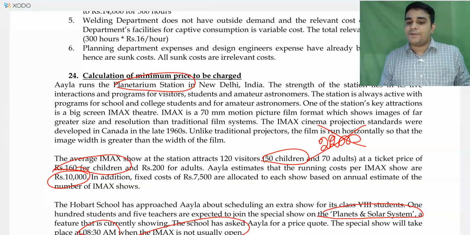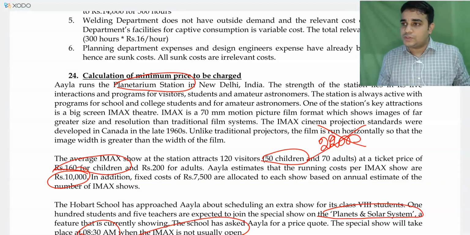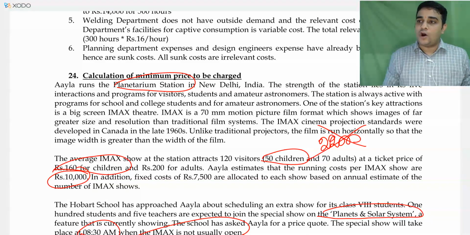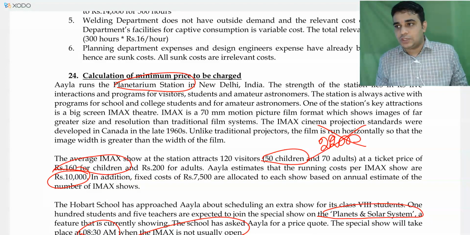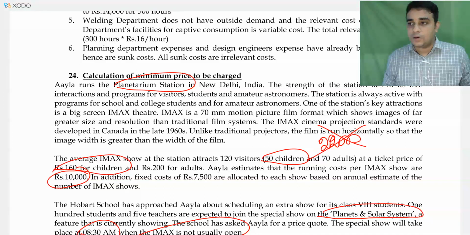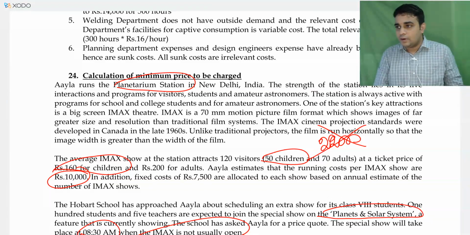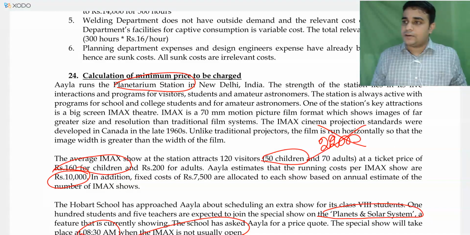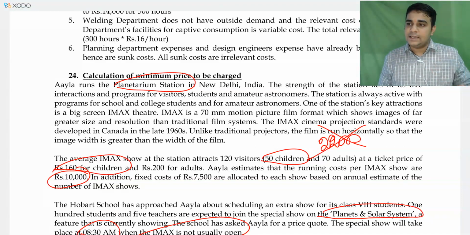Then we saw captive consumption has outside demand, no outside demand. If it has outside demand, lost revenue plus or minus change in cost, and if it does not have any outside demand, only the variable cost is considered. Then the last part we saw was usage of machine. Regularly used machine, difference between relevant cost. Irregular use machine, difference in resale value. This is what we had seen in the previous session.